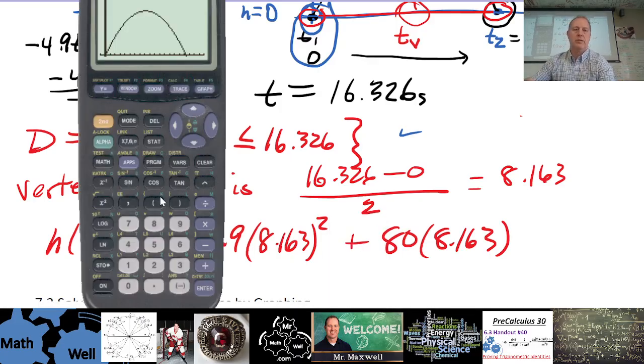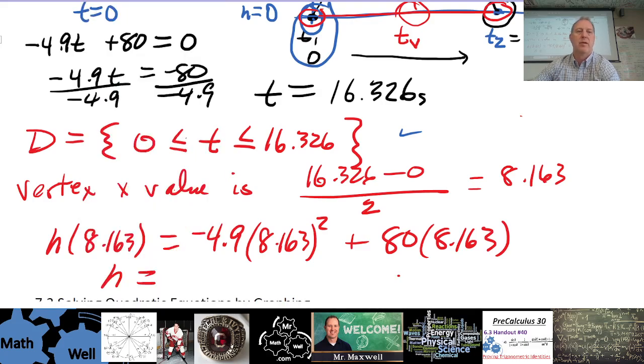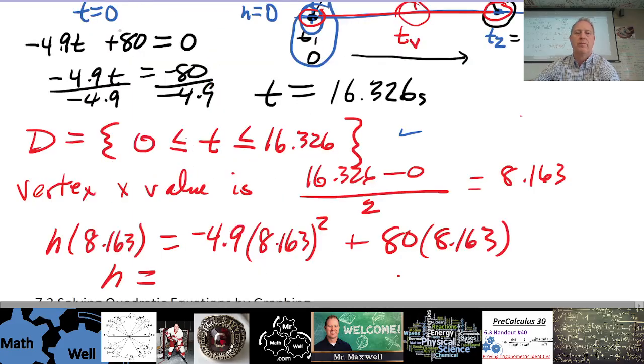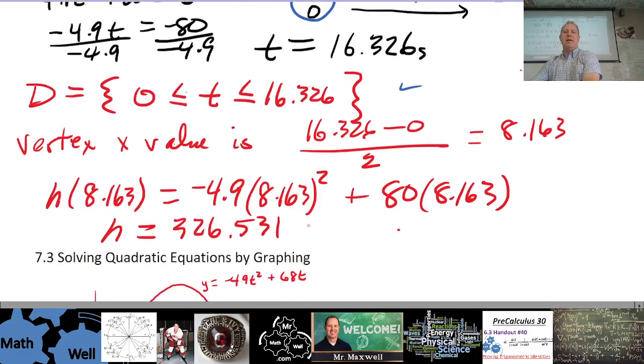Okay, so I'm just going to go into my calculate menu. I'm going to hit value. We'll go over this in more detail later. I'm going to put 8.163, 326.531. So 326.531. And so that's going to be in meters.